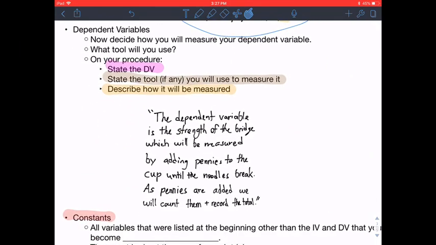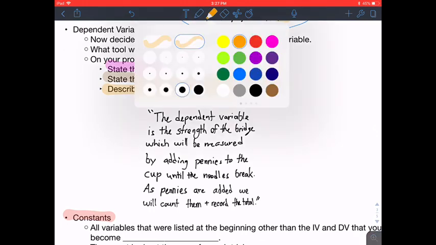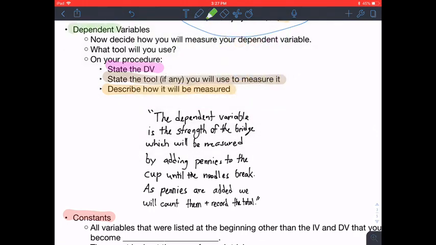When talking about a dependent variable, you have to decide how you will measure your dependent variable, and specifically, what tool will you use? I'm going to highlight those 2 important facts, the name and this question, what tool will you use, in green, because that's our little color code for dependent variables.